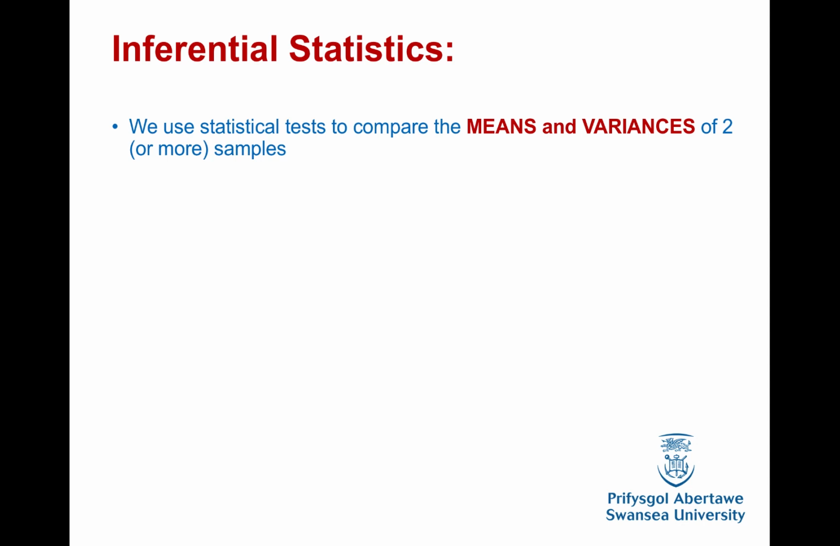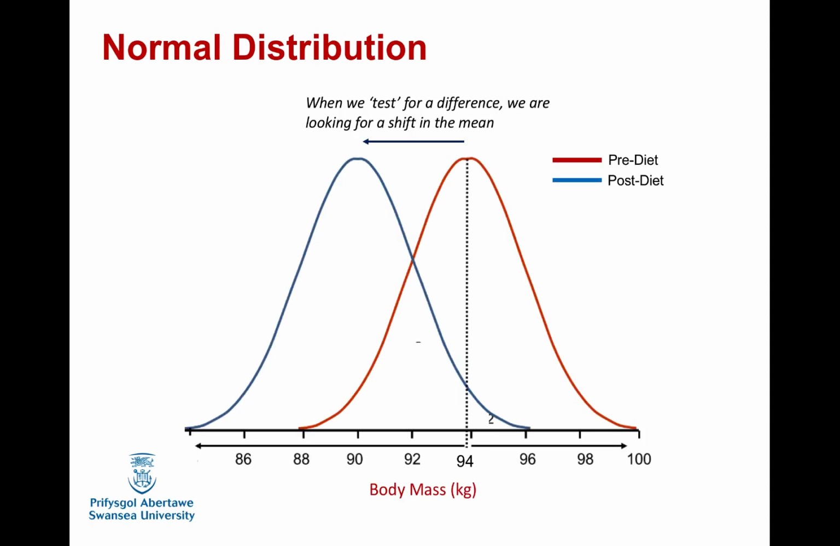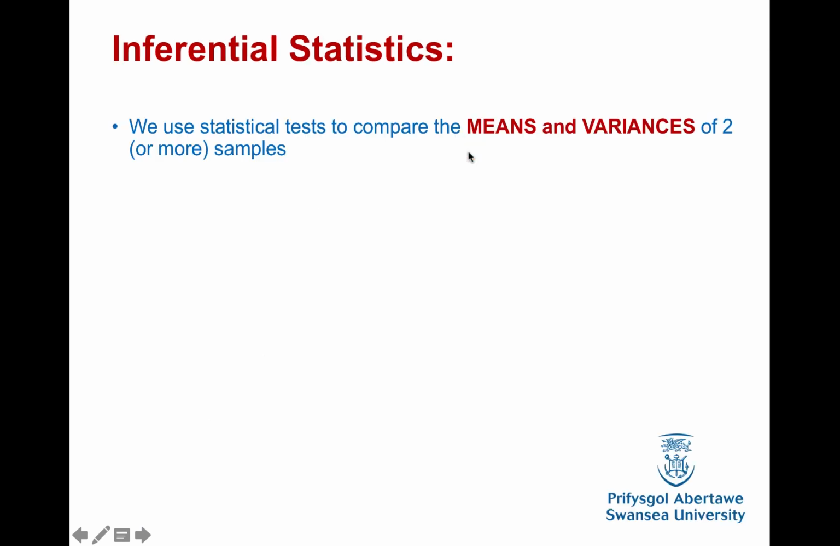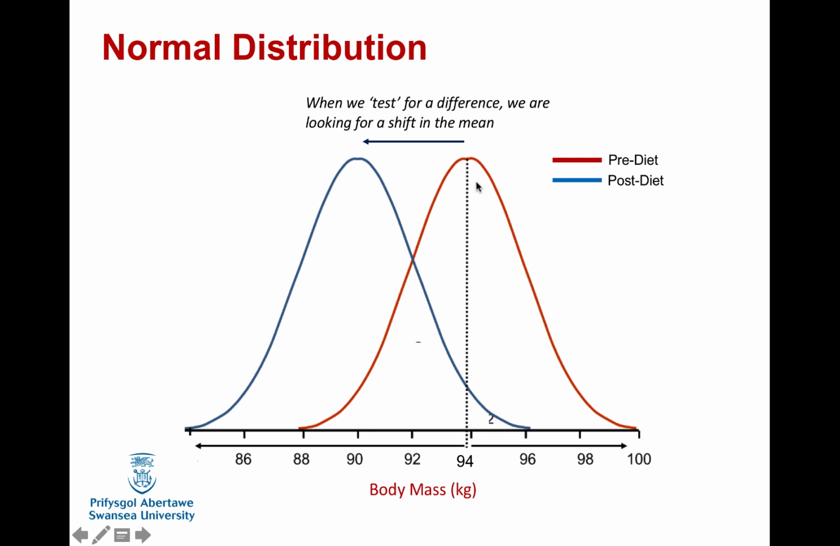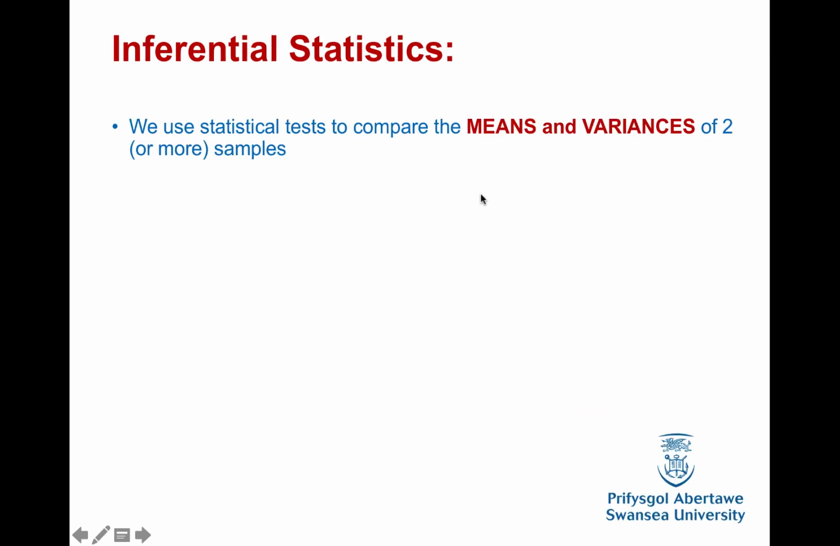So, just to recap on what we did in lecture 2, we talked about inferential statistics. We use inferential statistical tests to compare the means and the variances of 2 or more samples. In this particular module, we're only interested in 2 samples, but we're comparing the means, that is the mean here, and the variances, that is our variance around the mean, between our 2 samples.